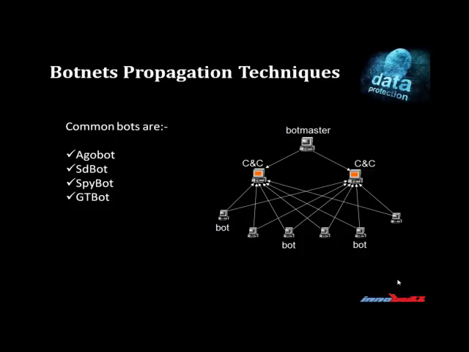Let's see the propagation technique used by the bots. Listed here are some of the common bots used in DDoS attacks: Agobot, SDBot, Spybot, GTBot. As you can see in the diagram, a single bot master control machine behaves like a command and control server. These CNC servers control other victim machines that further propagate the denial of service attack. In this way, the attack is controlled.